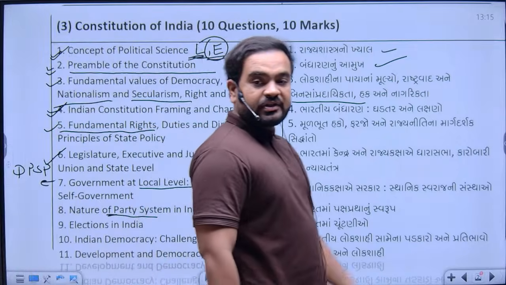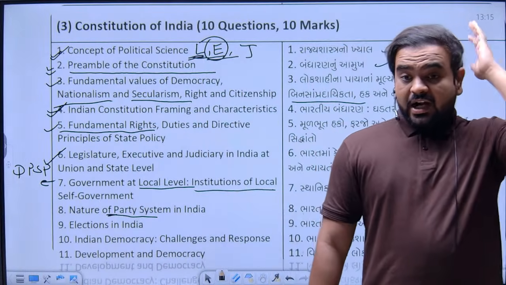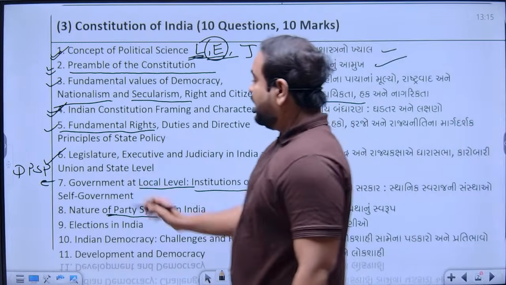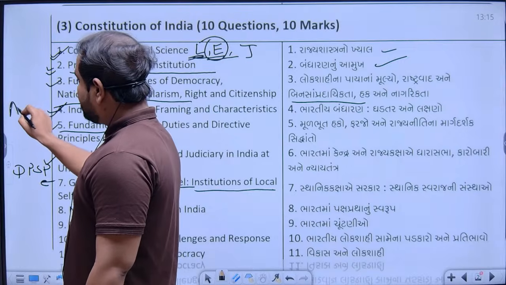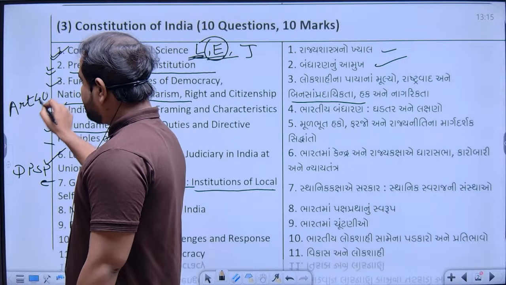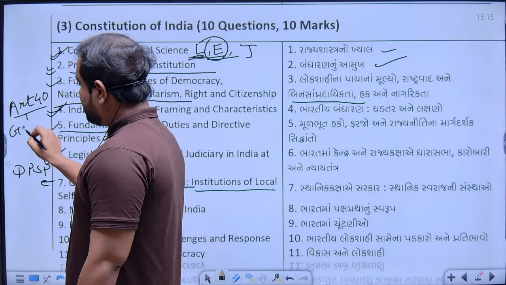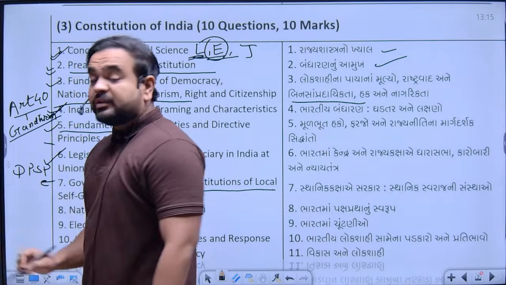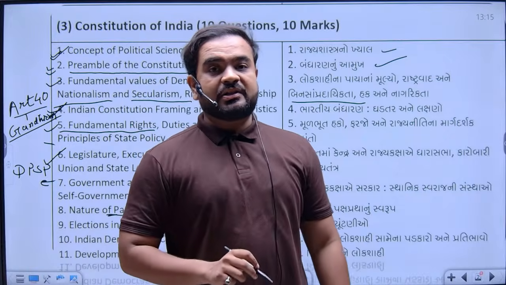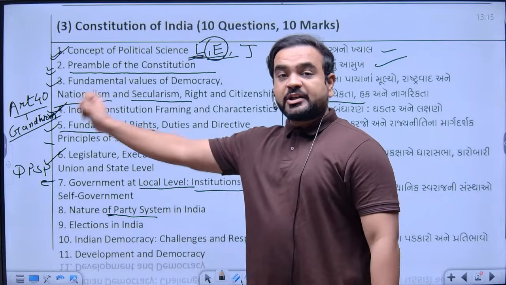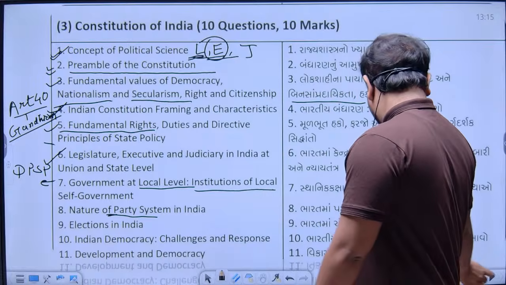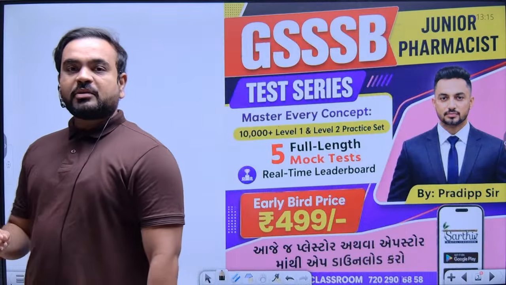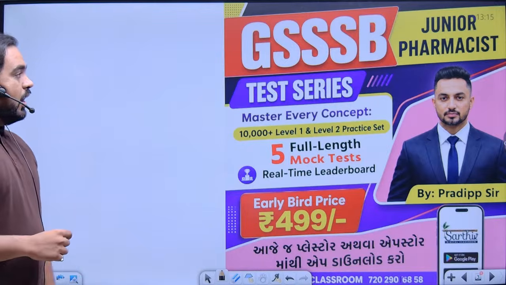Now we will start with the questions. I am talking about a particular article, and my dear friends, that article is Article 40. This is a Gandhian article, that means an article which reflects the ideology of Gandhiji. Okay, now we will go further and discuss the questions.